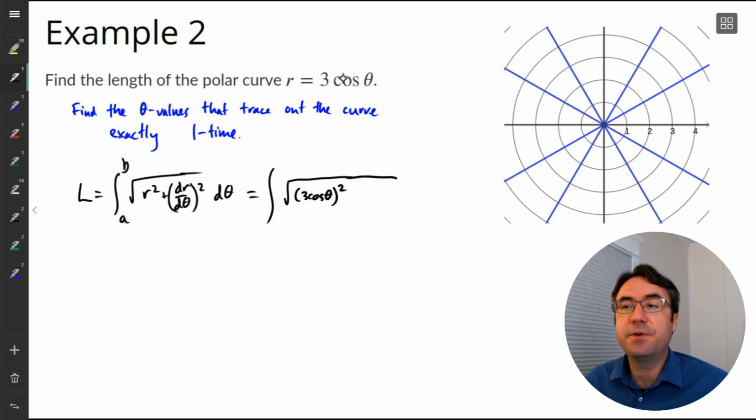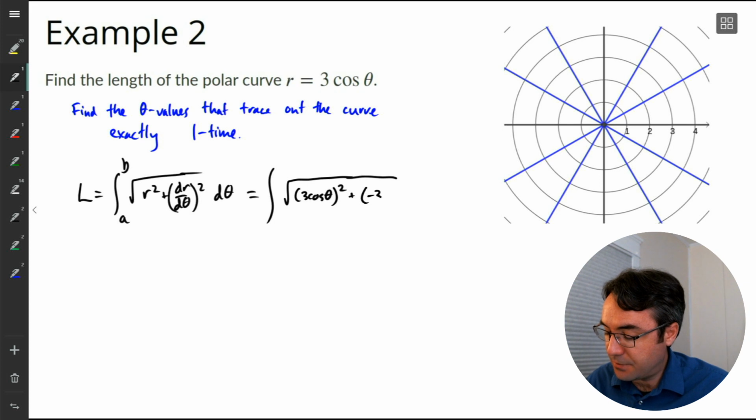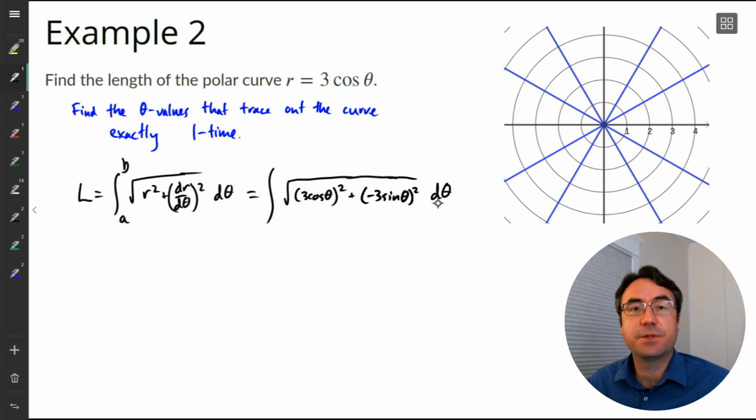And then what's the derivative of this function? Well, derivative of cosine is negative sine. So the derivative here is going to be negative 3 sine theta, all squared. And we're going to integrate this with respect to theta. And I'm going to leave the limits of integration here kind of empty. We'll come back and fill these in a few seconds once we sketch out the graph. But let's just see how this is going to simplify.